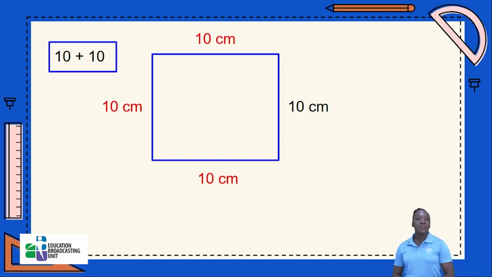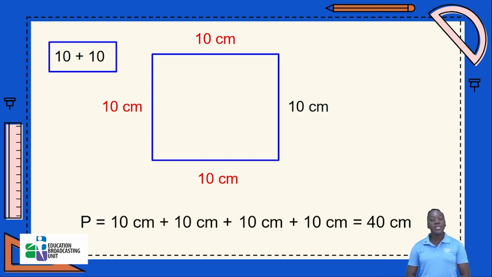The perimeter, if we're going to follow the steps, would be 10 centimeters plus 10 centimeters plus 10 centimeters plus 10 centimeters, and that gives us a total of 40 centimeters. So the students will be able to design a poster in the shape of a square meeting the requirements.